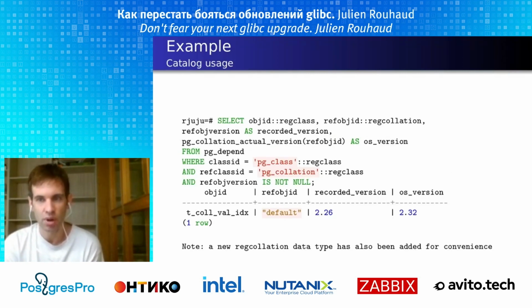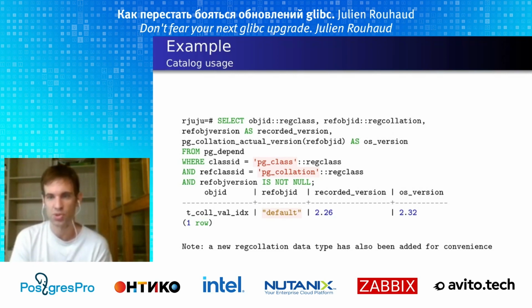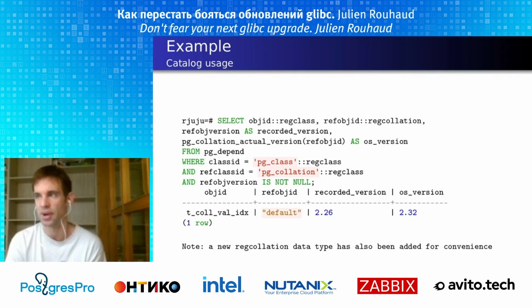Here is an example of how to query the catalog to proactively find the same information. But even before the query, any of your queries that use the impacted index will raise the warning. It can be a useful check to run after each of your OS updates if you want to be sure that you don't have any corruption. Note also that there is a new regcollation data type, as you can see here, which has been introduced to make this kind of query easier to write.